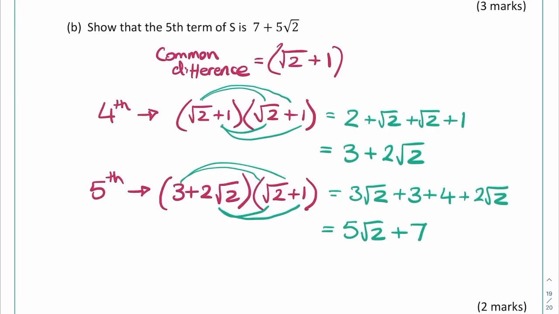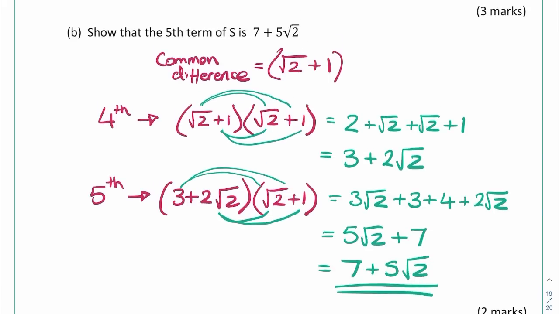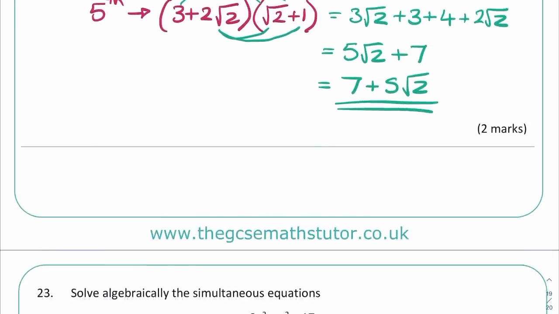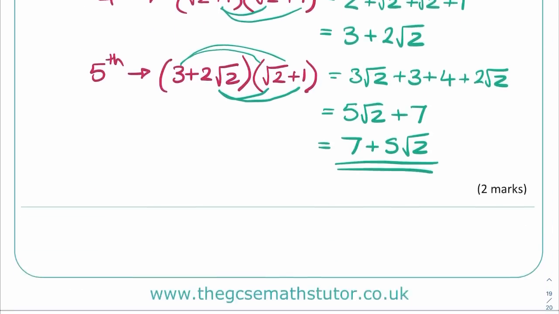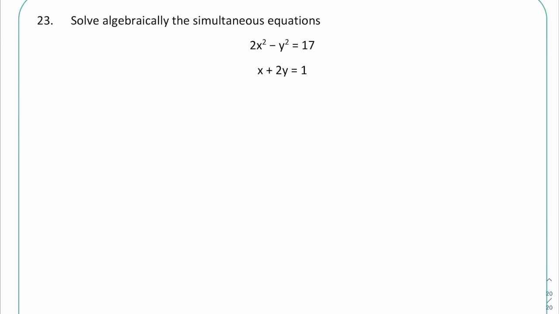Now that's just in a slightly different order to what it's asked, so we'll swap those over. 7 plus 5 root 2, that's our fifth term, and we've shown all of our working out there. We just had to do some surd brackets, so 2 lots of double brackets. And there we go, there is our geometric sequence. There you go, quite a lot of work there, quite a unique question. But on to what I believe is our final question.